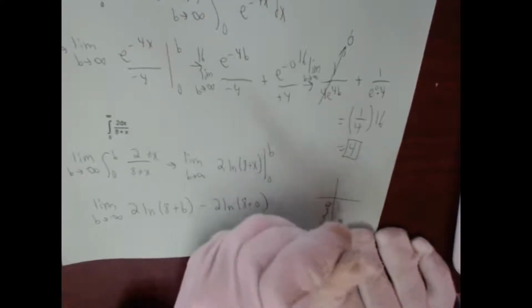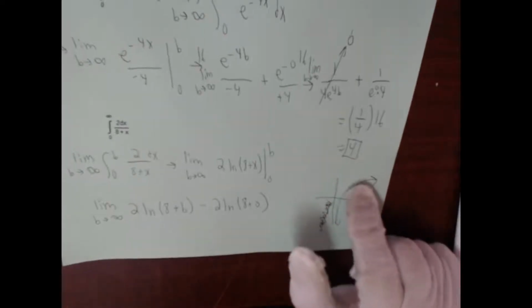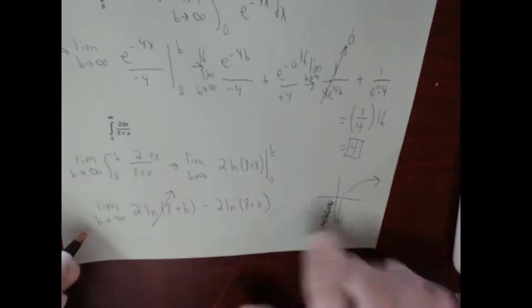I'm sorry, natural log's never negative, excuse me. So forget this little bit down here. The natural log curve looks like this, and although it gets flatter and flatter as it goes off to infinity, infinity is a really long time, and this curve will always keep going up and up. So as b goes to infinity, as this curve continues on forever, this will go to infinity.